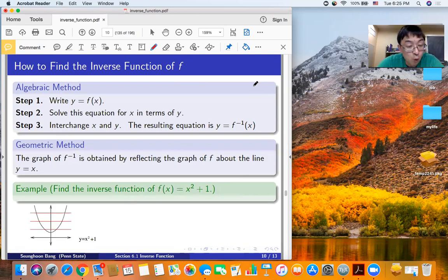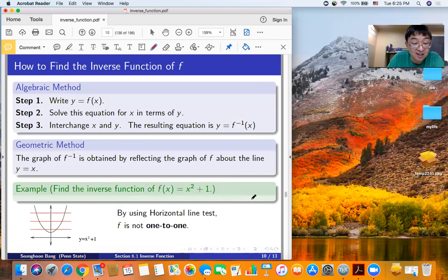You can draw y equals x squared plus 1. You can draw a horizontal line like this. How many intersection points? We have 2 intersection points. So what does it mean? Not one-to-one. So what does it mean? The inverse function does not exist. So that's it. This is the whole idea. So the answer is the inverse function does not exist.